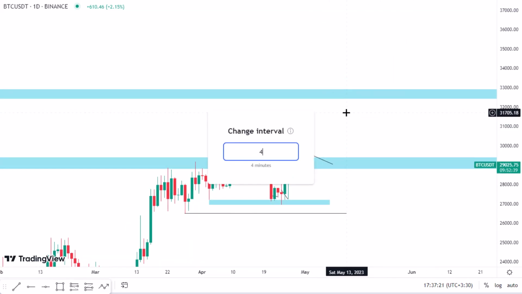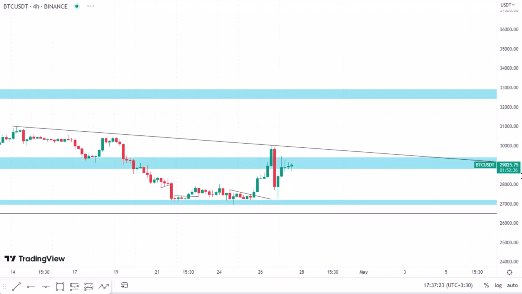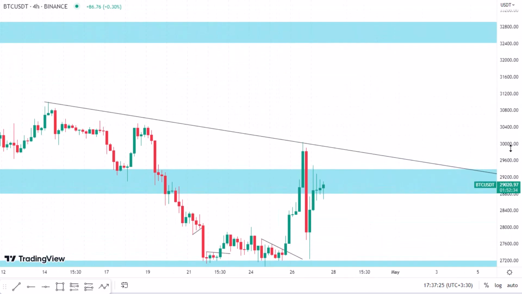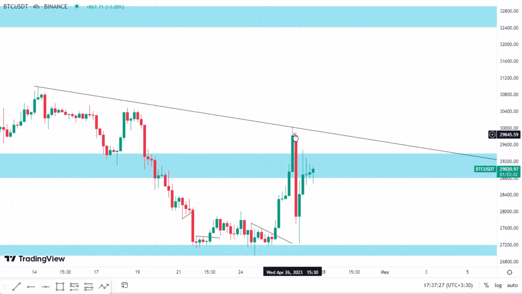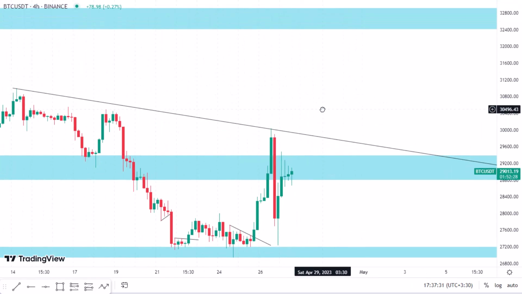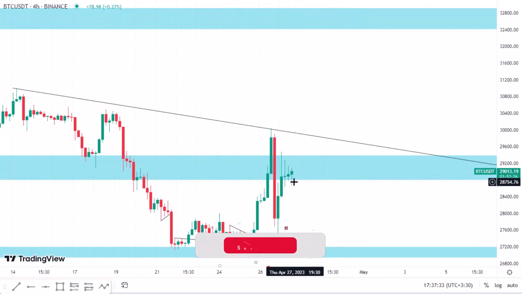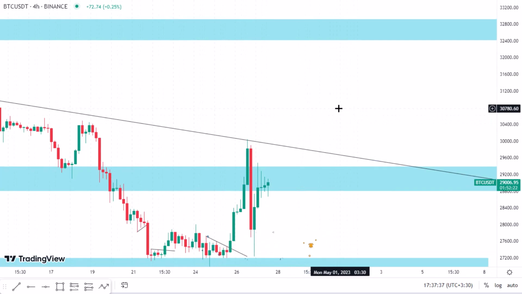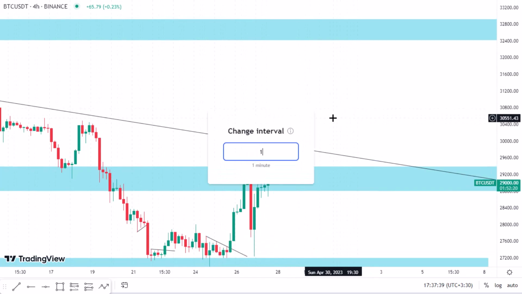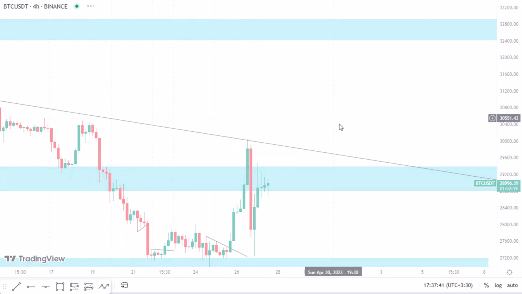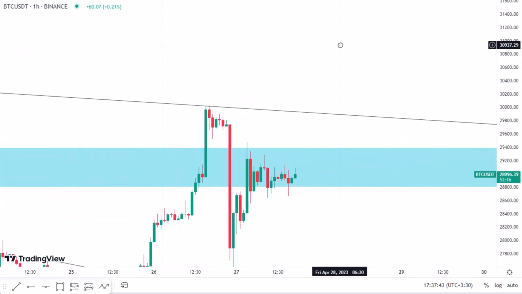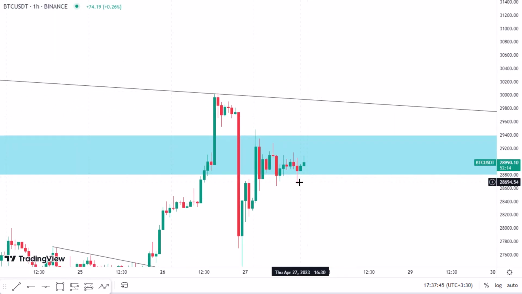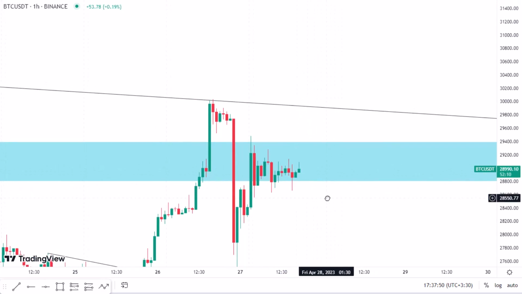Let's check lower time frames, like 4-hour time frame, to see what happened in the market. You know, the price started going up and it got rejected from here, and also we had some news on the actually 1 hour ago. Let's check the 1 hour time frame. We had some news here, but it didn't affect Bitcoin too much.